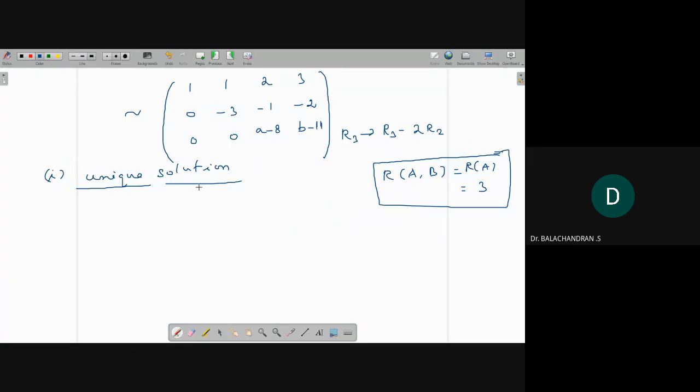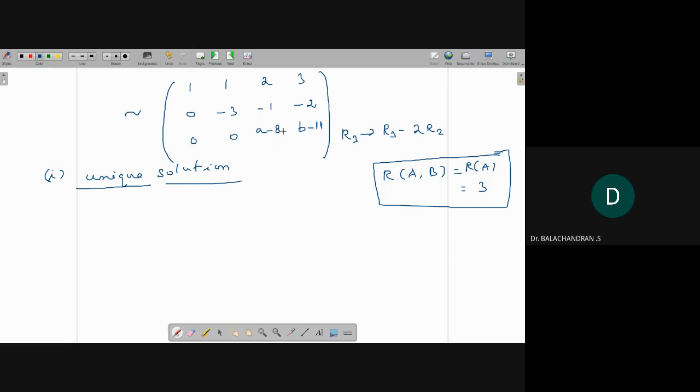If this condition is satisfied, then it is a unique solution. So you should tell now for what values of a and what values of b. Suppose rank of [A, B] is 3, that means, first, rank of A is 3. Rank of A being 3 means this element should not be equal to 0.